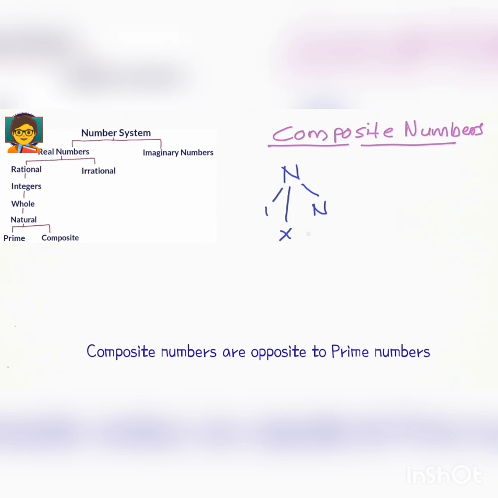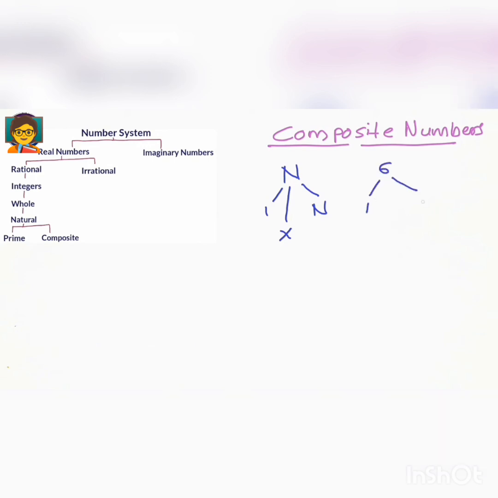For example, number 6 is a composite number because apart from 1 and 6, it can be divisible by 2 as well as 3. That's the reason number 6 is a composite number. Number 10 is a composite number because it can be divisible by 1 and 10, and apart from that it can be divisible by 2 and 5. That's the reason 10 is a composite number. However, number 11 is not a composite number because it can be divisible by 1 and 11 only. It has only 2 factors.